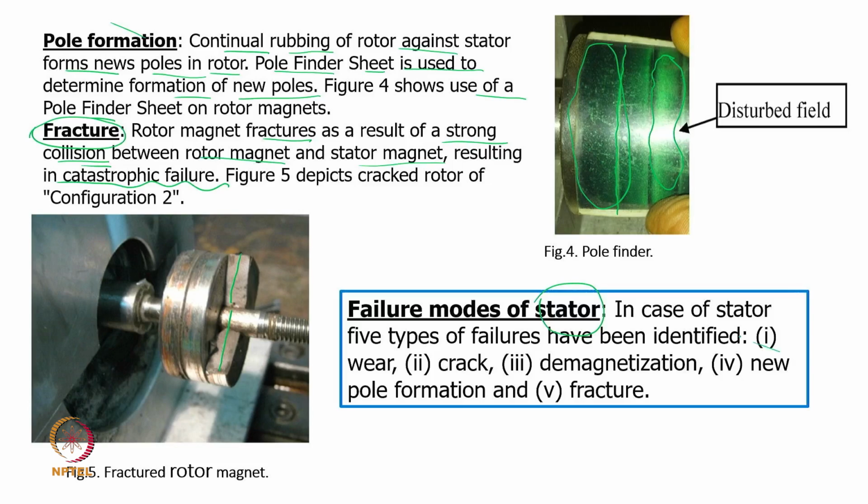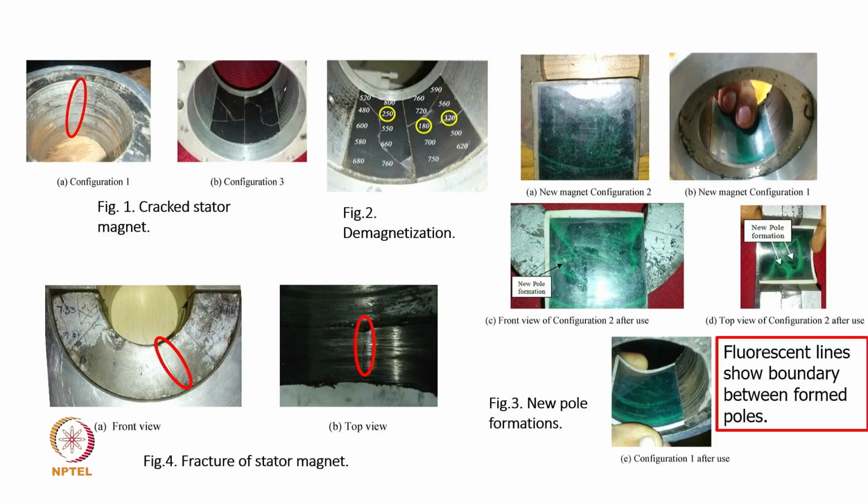More or less the failures are more common in the wear category, cracking category, demagnetization category, new pole formation category and fracture category, kept in the same way as the 5 categories we studied for the rotor. Now, in one slide I am trying to show all of those. You can see some cracks in the stator. There is a crack in the axial direction. In configuration 3, you can see a number of cracks. These are the configurations that have been shown.